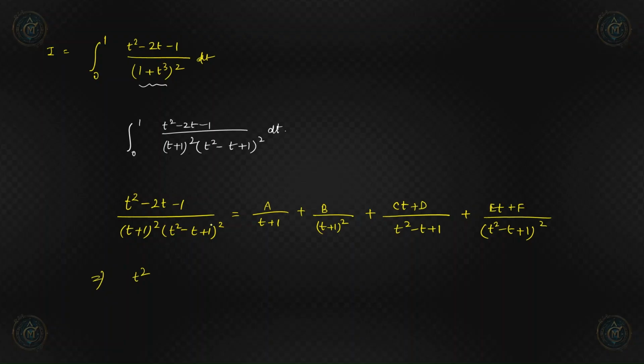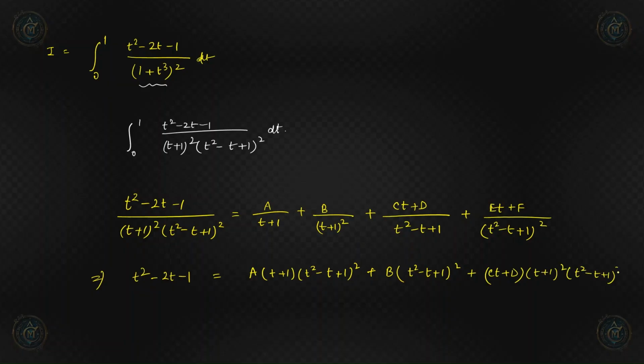We take all this to the right hand side. So t square minus 2t minus 1 equals a times t plus 1 times t square minus t plus 1 whole square plus b times t square minus t plus 1 whole square plus ct plus d times t plus 1 whole square times t square minus t plus 1, right, plus et plus f times t plus 1 whole square, right.